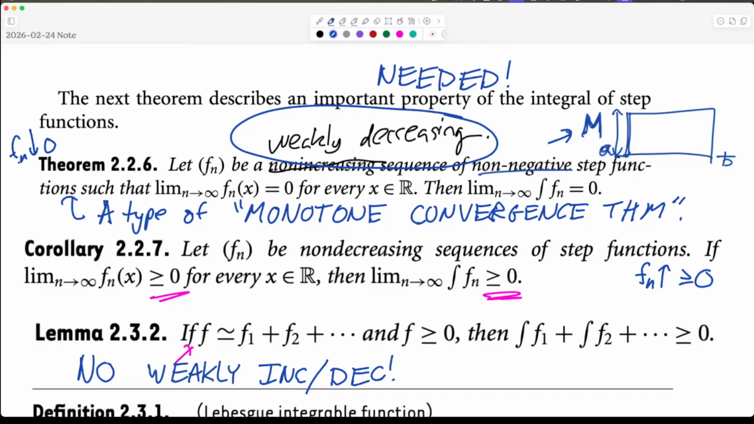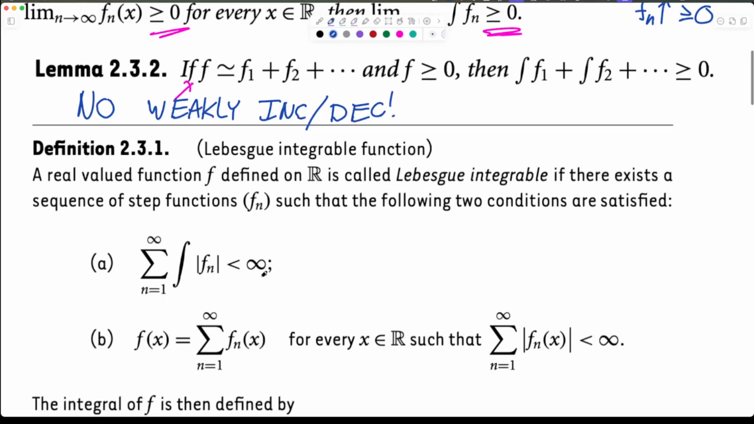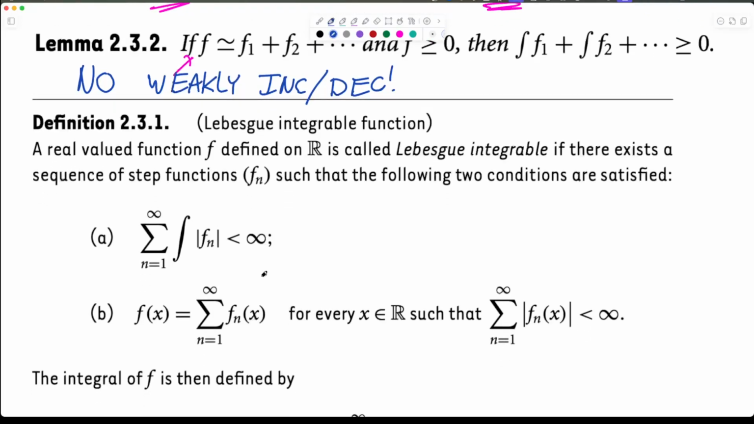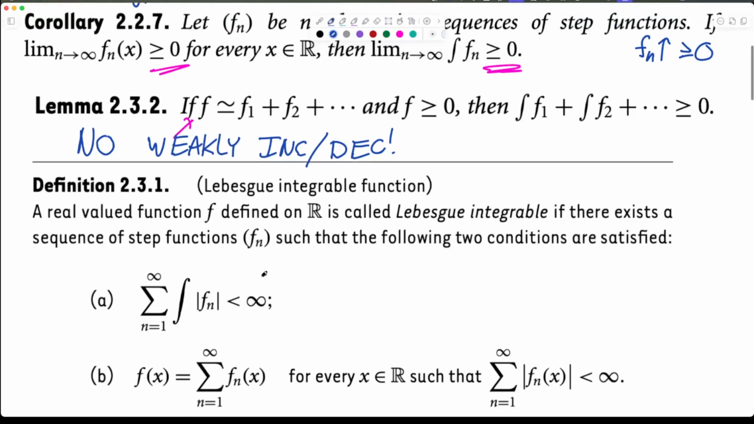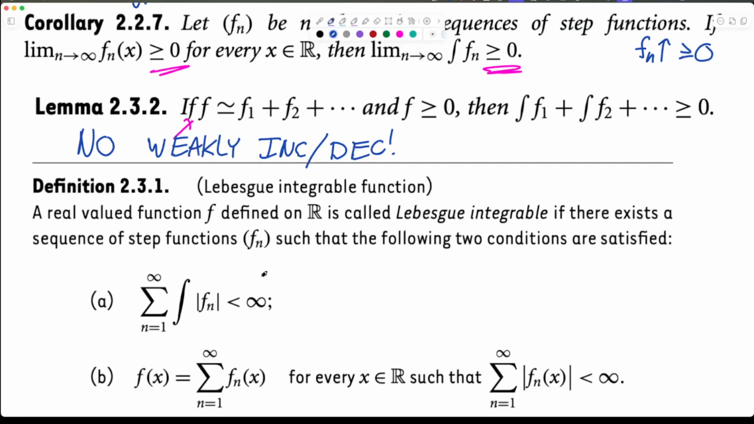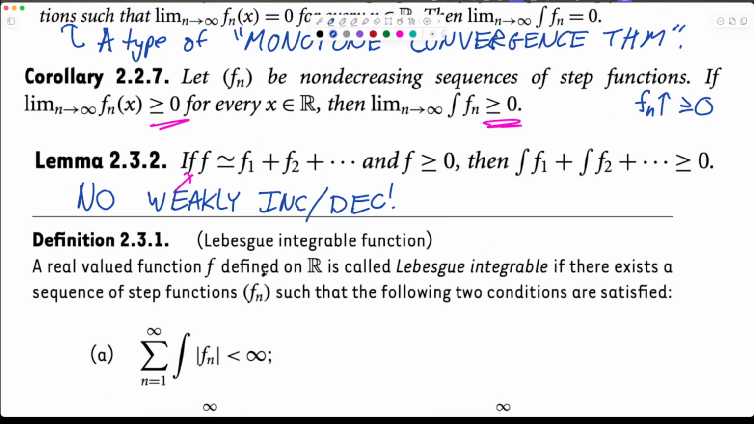So if f is tilde equals to a sequence of step functions, remember tilde equals. This was our definition of the Lebesgue integral. Here is a reminder of the definition of tilde equals. We had this sequence of fn's that are step functions, and they have to converge pointwise to the original function f, except for this nasty set, and the integrals have to be absolutely summable. That's what we're doing. So we're upgrading corollary 2.2.7 to lemma 2.3.2, and the hard part is getting rid of this weakly increasing decreasing condition.